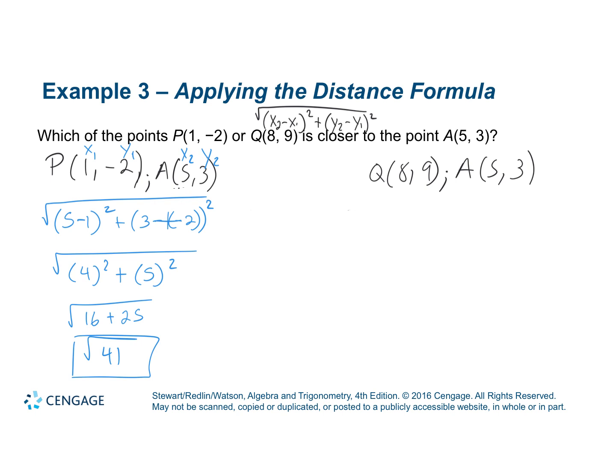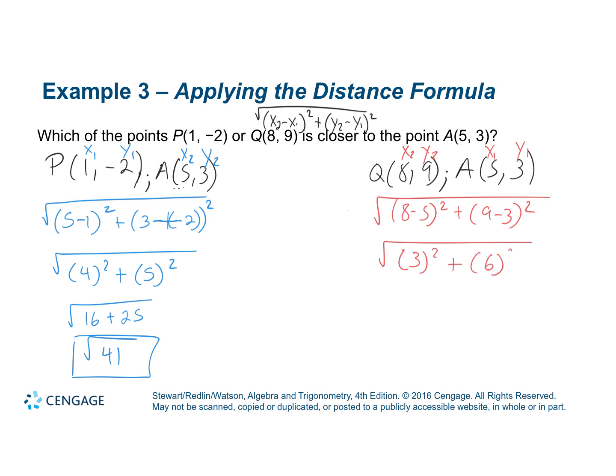Now, flipping the x and the y just to prove to you guys that it's not going to matter. For the next one, this is going to be my x2, y2, x1, y1. When I do that, I'm going to get 8 minus 5 squared plus 9 minus 3 squared. So we're going to get 3 squared plus 6 squared. That's going to be 9 plus 36, which is root 45.